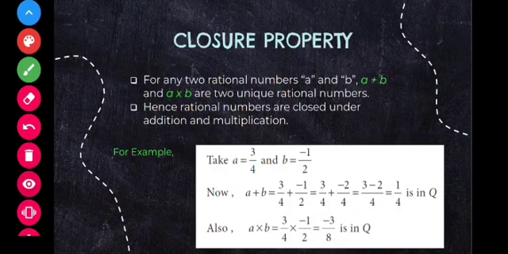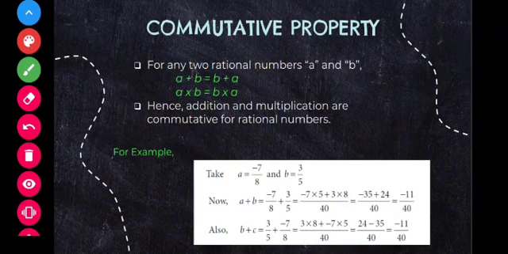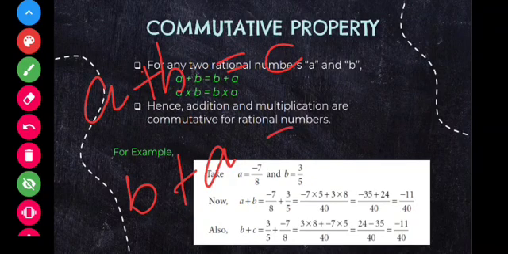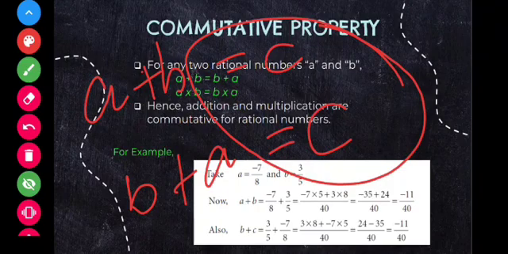Let's get to the next property, which is commutative property. Commutative property is much similar to closure property. Let's say you have two rational numbers a and b. The first thing is you are going to add a plus b and you get an answer c. Then you're going to add the reverse form of this, which means b plus a. You put b first and then add a next. The answer you will be getting is also c. These two answers should be equal. That is what commutative property is telling.